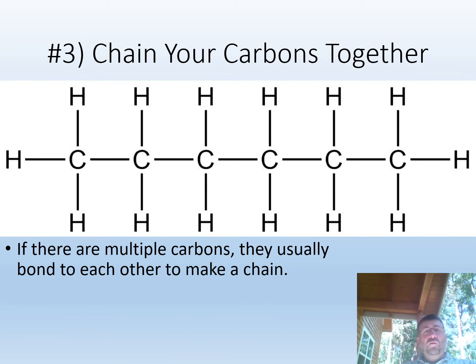Rule number 3, chain all your carbons together. Don't separate your carbons. The first thing you should do before you even build the molecule is take any carbons you have, make a chain out of it. So in this case, we have 6 carbons, so we're going to attach those 6 together in a chain, and then we can start attaching the things that only make 1 bond to the outside of that.